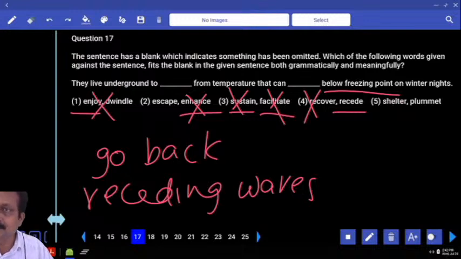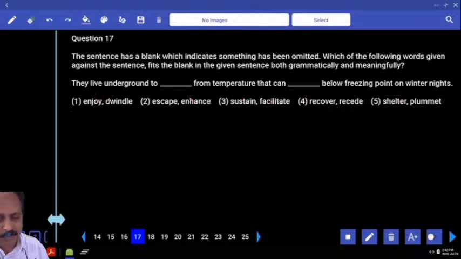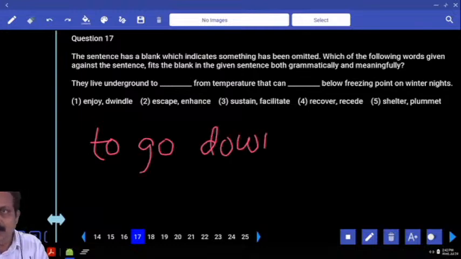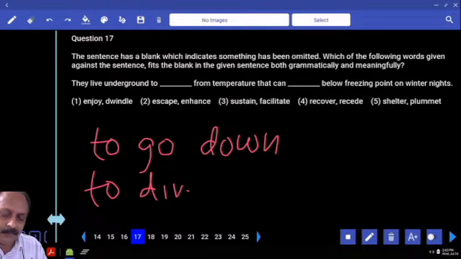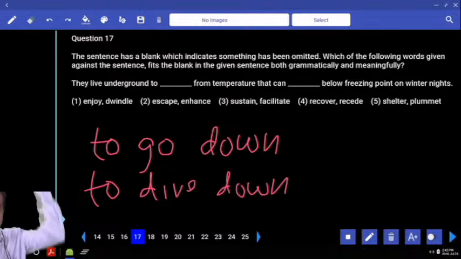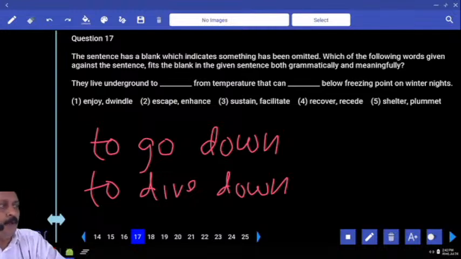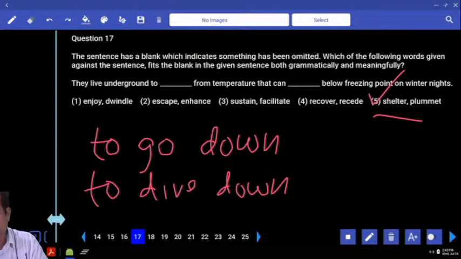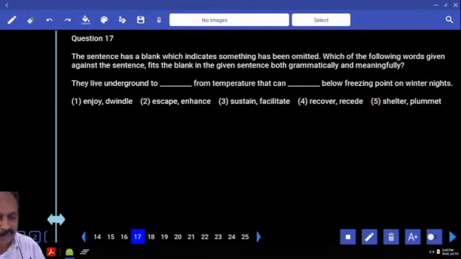What are you left with? Shelter, plummet. Write the meaning of the word plummet, an important word they've given many a time. Plummet means to go down. Also write to dive down, not literally. Plummet means to go down, a sudden fall. Now what do you think the answer is? You are left with which option? That is the answer. They live underground to shelter from temperature, means to escape from temperature, that can plummet below freezing point. That happens in winter, peak winter.